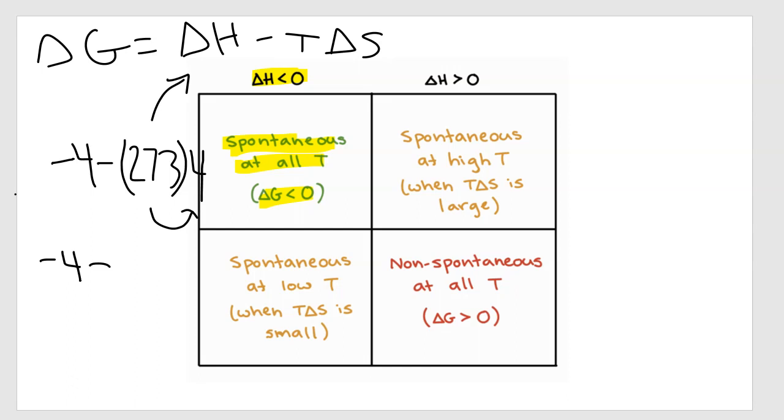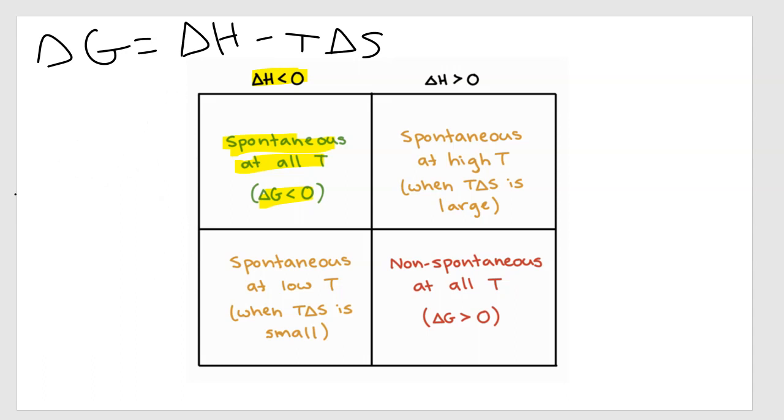Let me take my calculator out. 273 times 4 is 1092. So then we have -4 minus 1092, which should be -1096. And the negative symbol implies that delta G is -1096. Because delta G is negative, that means that the reaction is spontaneous. So that proves that the reaction is spontaneous at all temperatures. You can plug in any set of numbers for this.